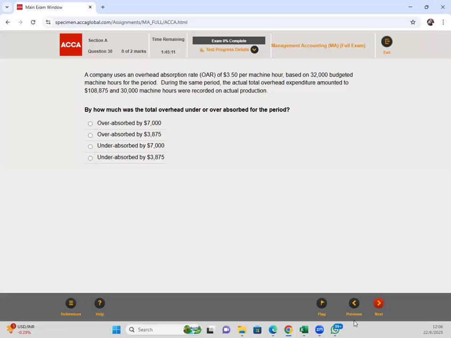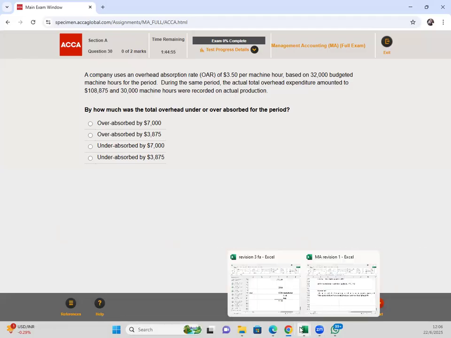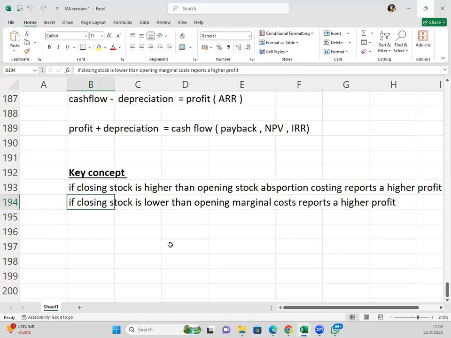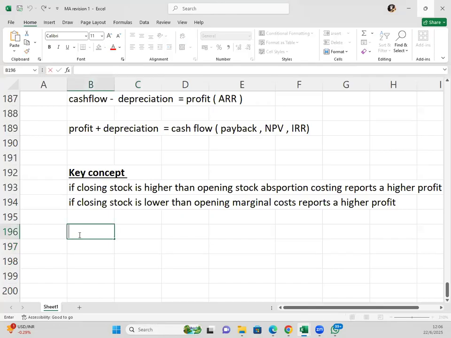So a company uses an overhead absorption rate, OAR, of 350 per machine hour based on 32,000 budgeted hours. So what do you need to do here for us to be able to calculate whether there was over or under absorption? We need to use the following.